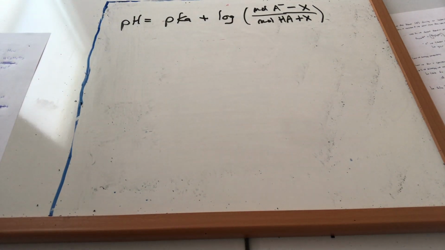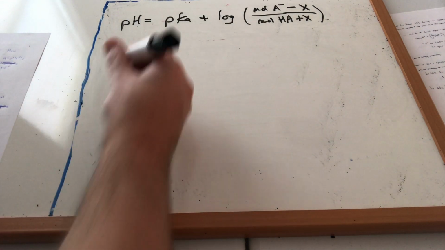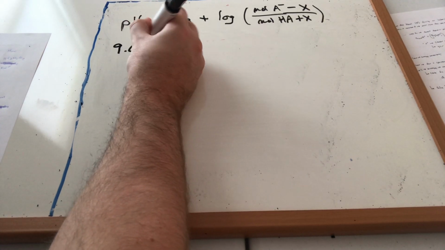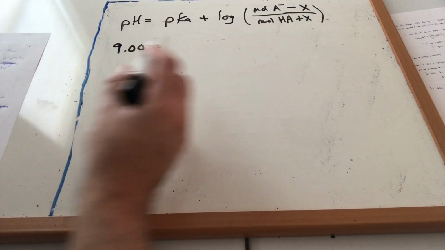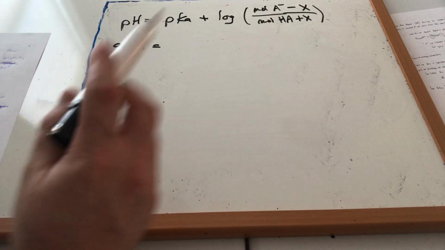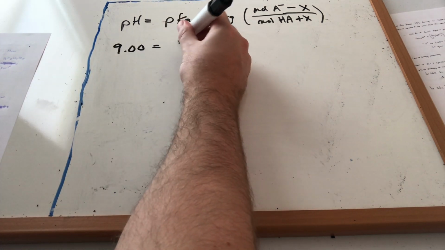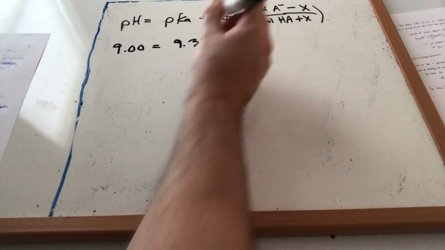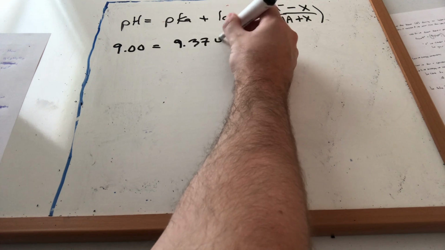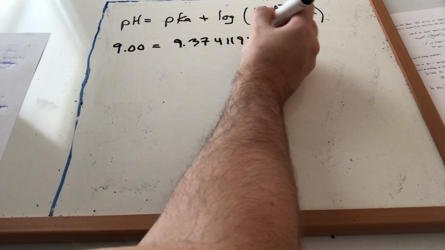I'm going to use here my new pH. I'm going to put my 9.00 here. That's my target. I'm making a change to an established buffer to get a new pH, okay? I'm going to use my same pKa. I'm going to use my unrounded version, 9.3711998.